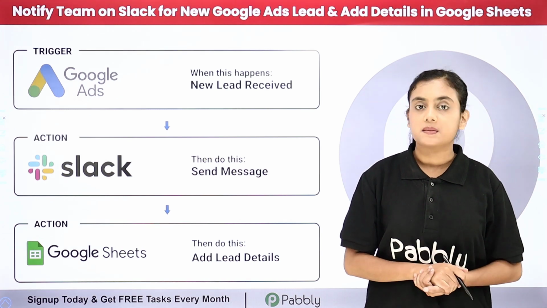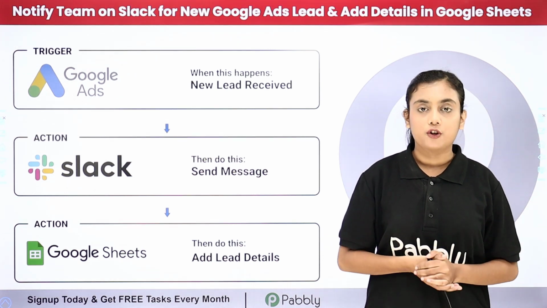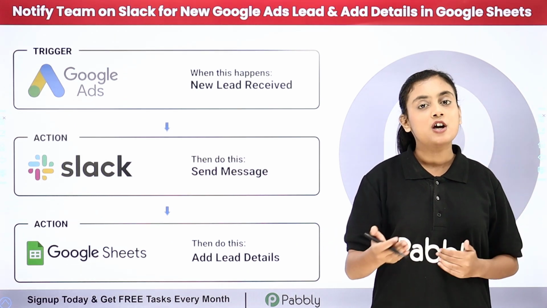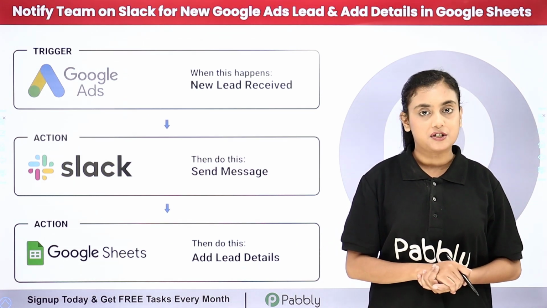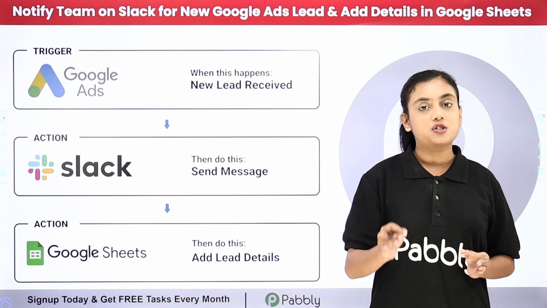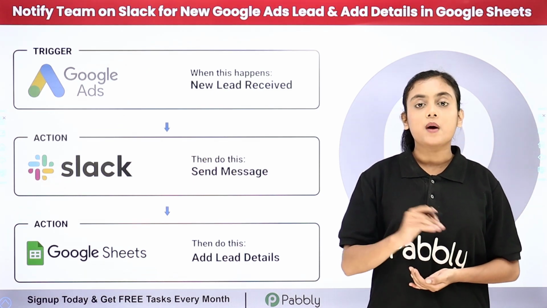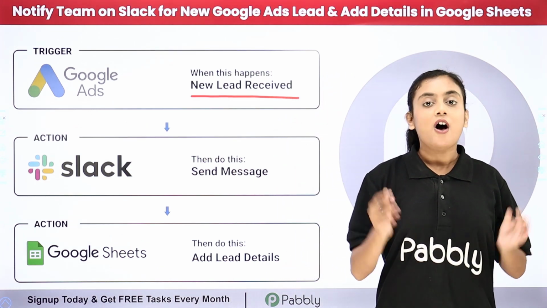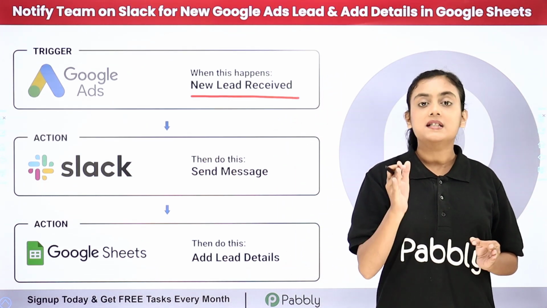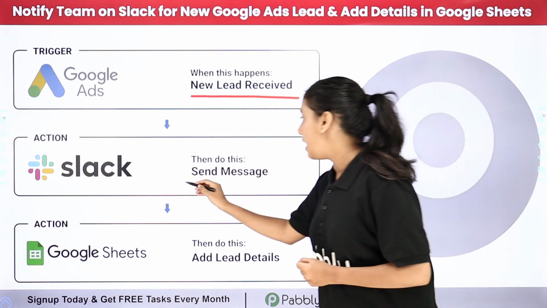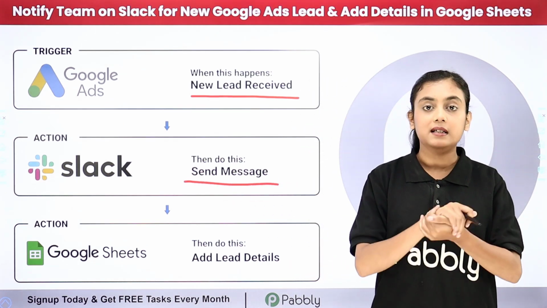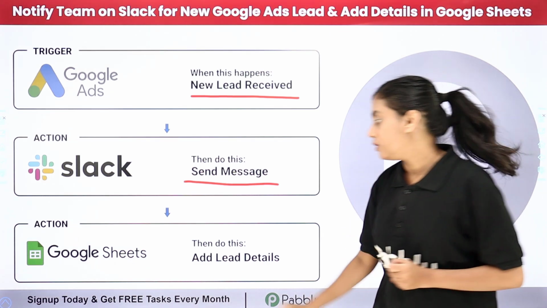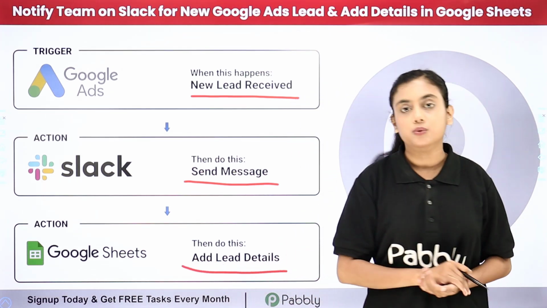And if I'm going to do this manually, it is going to take me a lot of time. So what I did was I simply created an automation using Pabbly Connect, which is an amazing automation and integration software. So here in this automation, whenever a new lead is going to be generated using Google Ads, automatically to my team on Slack channel, a message should be forwarded regarding the lead being generated with the lead details. And with that, I also want to create a record of the lead details in my Google Sheets.